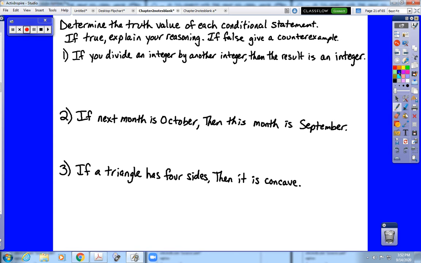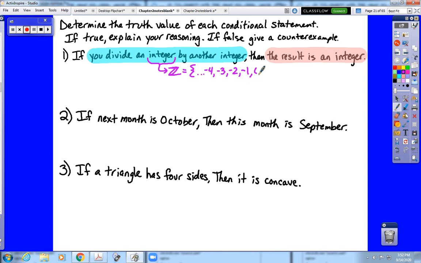So number 1 says, if you divide an integer by another integer, which makes our hypothesis, then the result is an integer. So there's your conclusion. Now, I do know that we probably aren't all 100% familiar with the word integer. The set of integers is indicated with a capital Z with an extra crossbar. The integers are your positive and negative whole numbers, including 0.